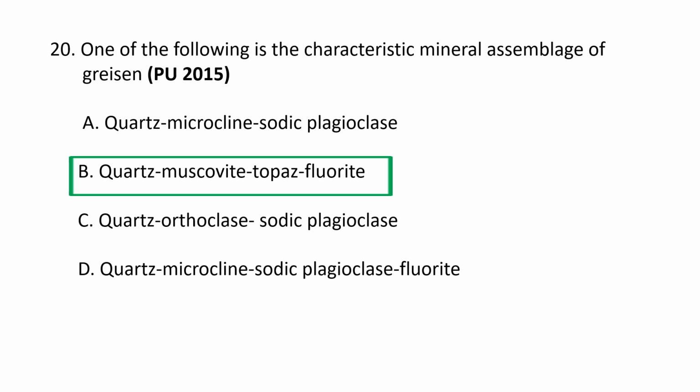The characteristic mineral assemblage of greisen typically includes quartz, muscovite, and potentially tourmaline and fluoride. These are often associated with tin, tungsten and molybdenum ore bodies.